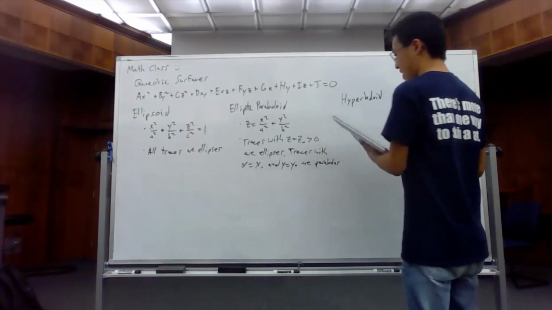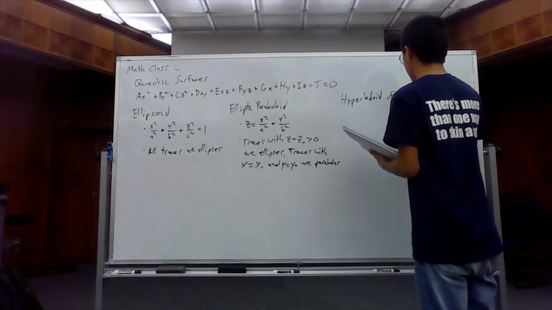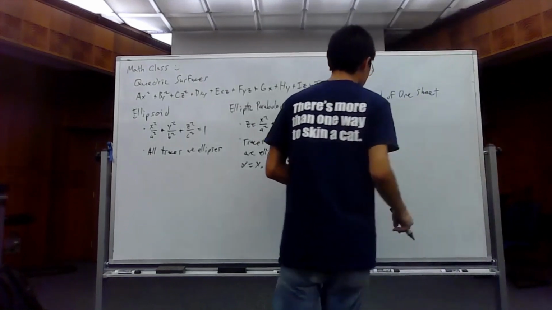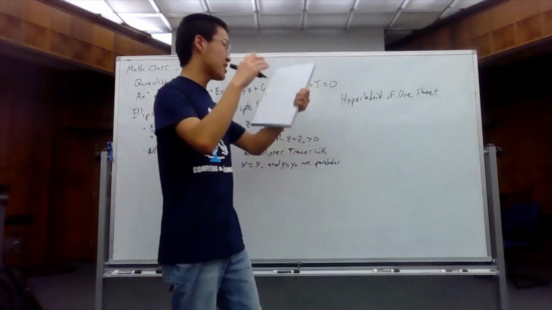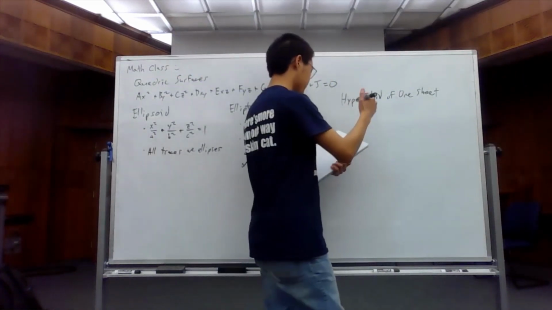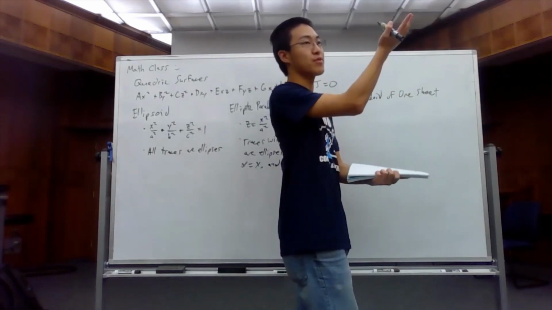There are going to be 2 kinds of hyperboloids now that we're in 3 dimensions. So this is one of 1 sheet. Visually, that means it's just going to be one continuous 3-dimensional function here, whereas the one with 2 sheets is going to be, shockingly, 2 separate sheets.